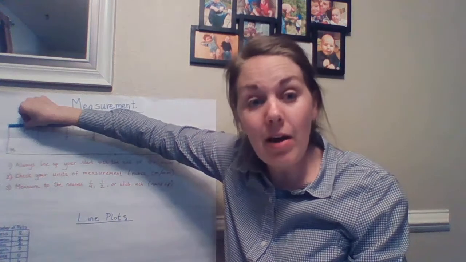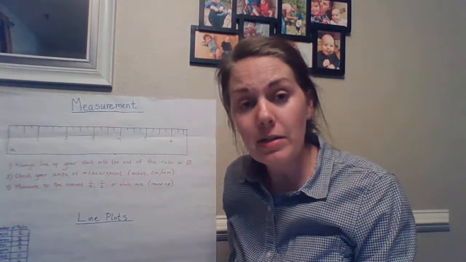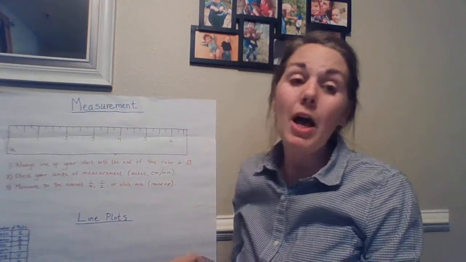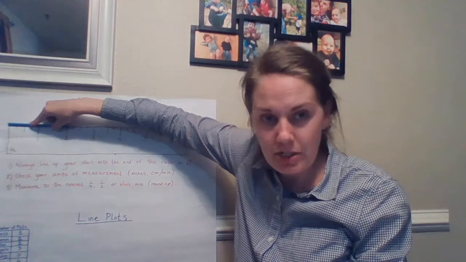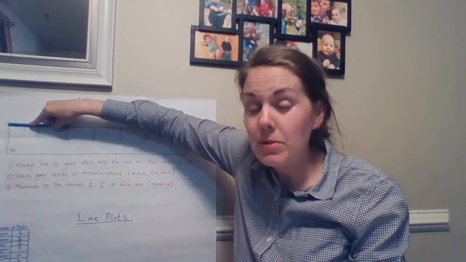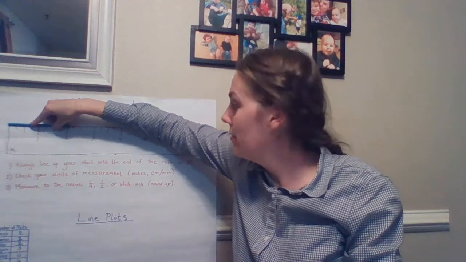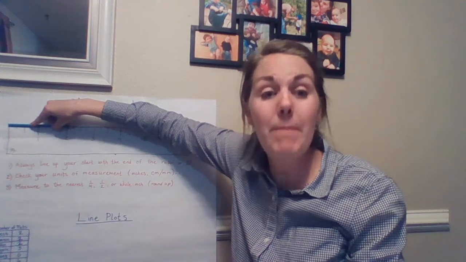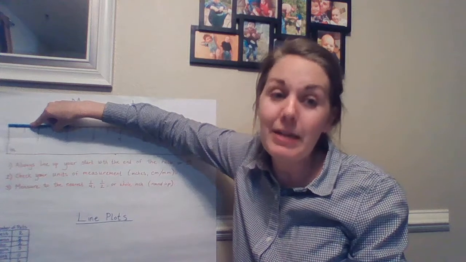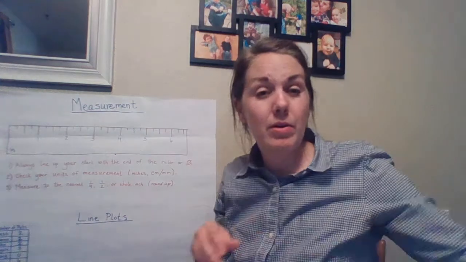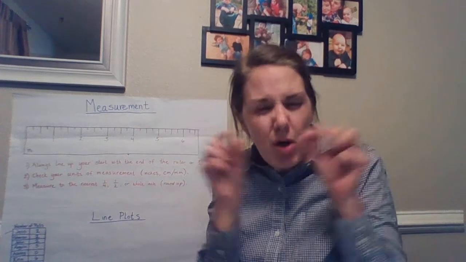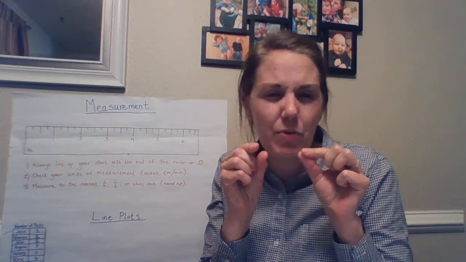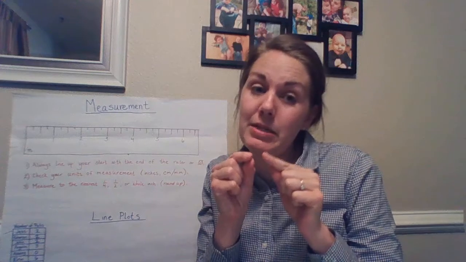Now, if I did not have 1/4 inch marks, I would round up. So it's a little over 2 inches. So I would round up to the nearest 1/2 inch. And I would say that this pencil is about 2 1/2 inches. So that's what I mean about being precise. The smaller your fractional pieces of your ruler, the more precise your measurements can be.